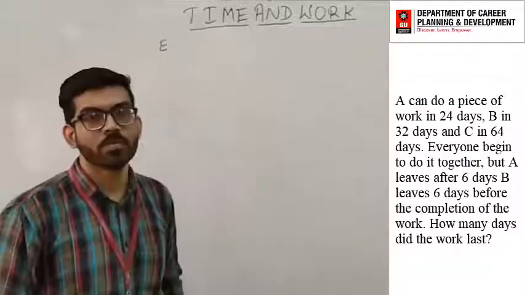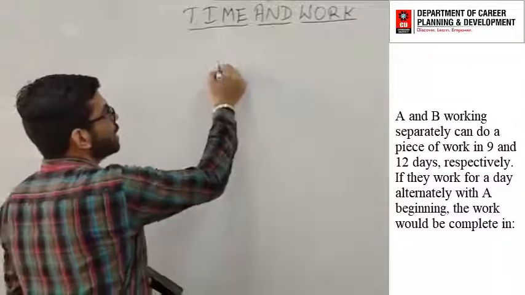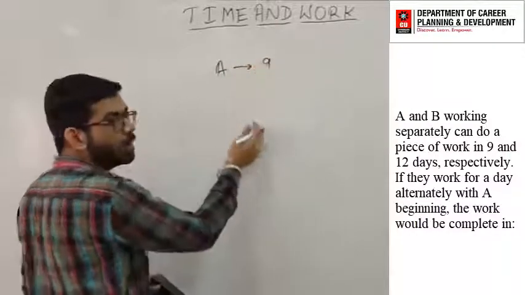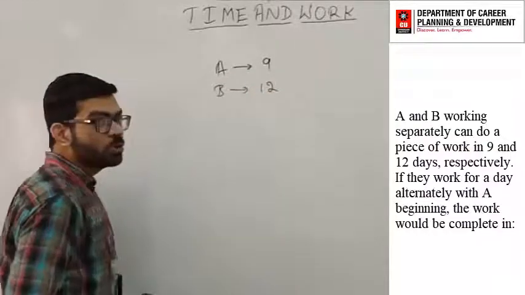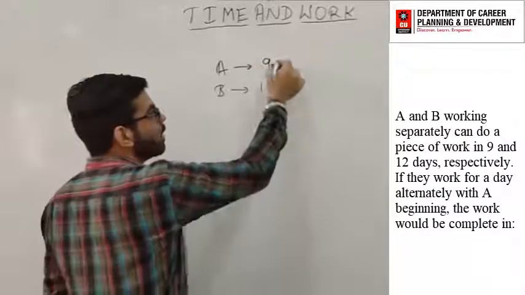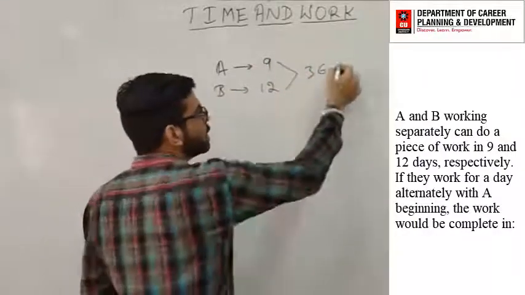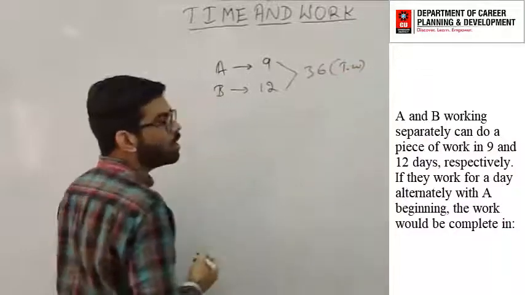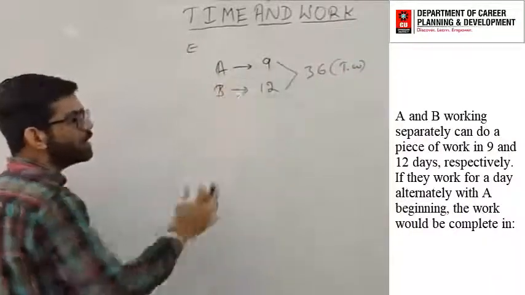Okay, let's see the alternate day questions. The question says that A can complete the work in 9 days, B can complete the same work in 12 days. So the total work will be the LCM of 9 and 12, which is 36. This 36 is your total work, and A can complete it in 9 days.